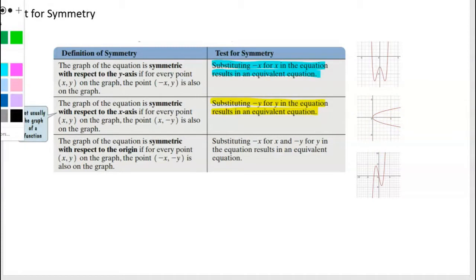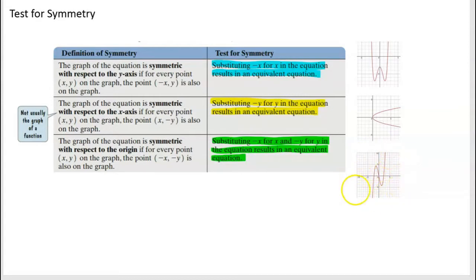And then the third one, the graph of the equation is symmetric with respect to the origin if for every point (x, y) on the graph, then (-x, -y) is on the graph. Here's what you do. You substitute in negative x and negative y, and then you simplify, and if you get the original equation back, then you have origin symmetry. And I put the example of the origin symmetry graph that we looked at earlier.